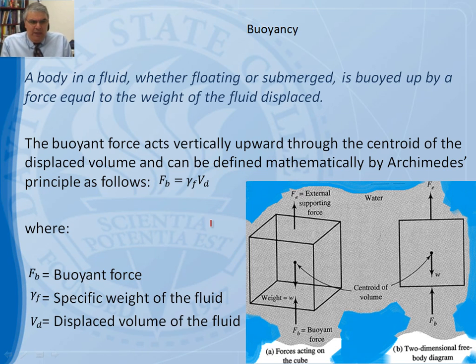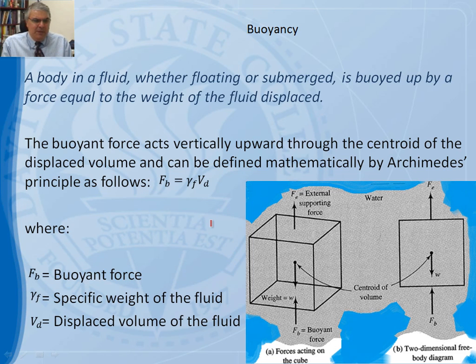For a body in a fluid, any type of object or body in fluid, whether floating or submerged, it is pushed up or buoyed up by a force equal to the weight of the displaced fluid. Very important to understand that definition. It's going to help you a lot when we try to solve some of these problems. So the buoyant force acts vertically upward. It acts through the centroid of the displaced volume.